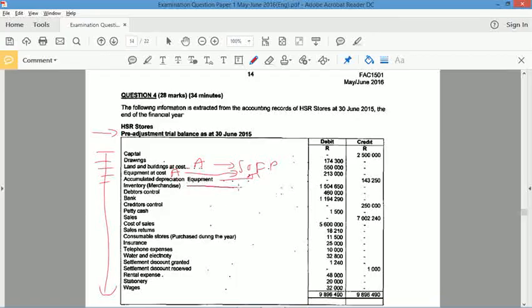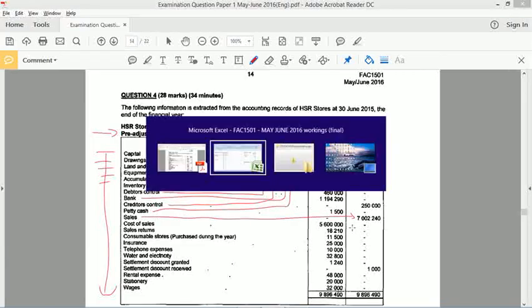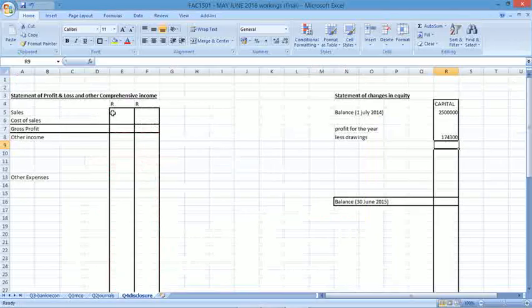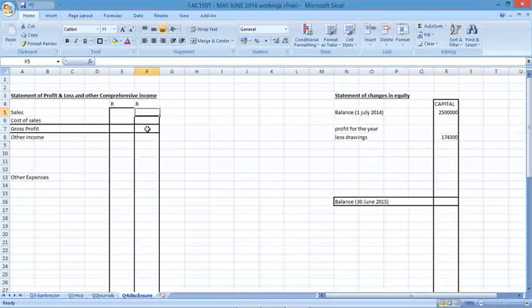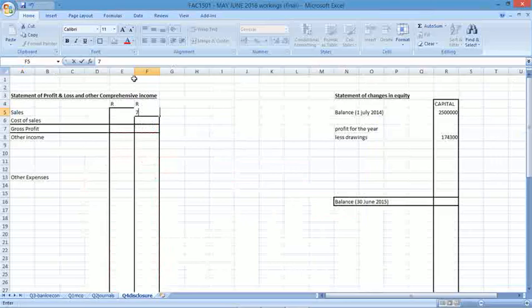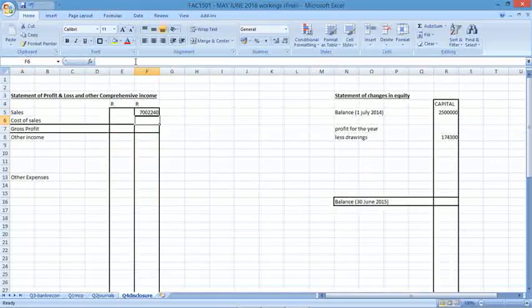Inventory is an asset, so it'll go to the statement of financial position. Debtors control is an asset, it'll go to the statement of financial position. Bank is an asset, it'll go to the statement of financial position. Creditors is a liability, it'll go to the statement of financial position. Petty cash is an asset, it'll go to the statement of financial position. Right, there's a line item I need, sales. Okay, so 7,002,240. Right, so what is my sales figure? My sales figure is 7,002,240.